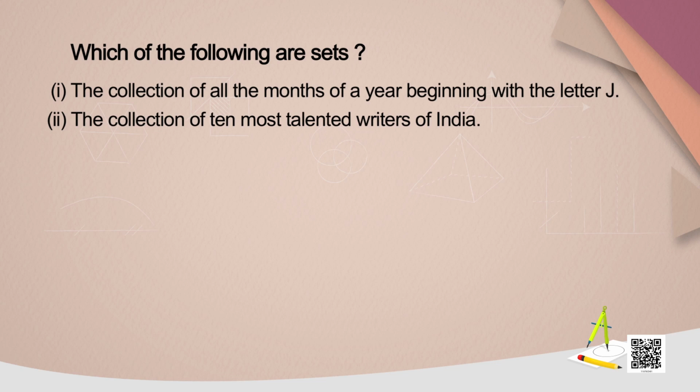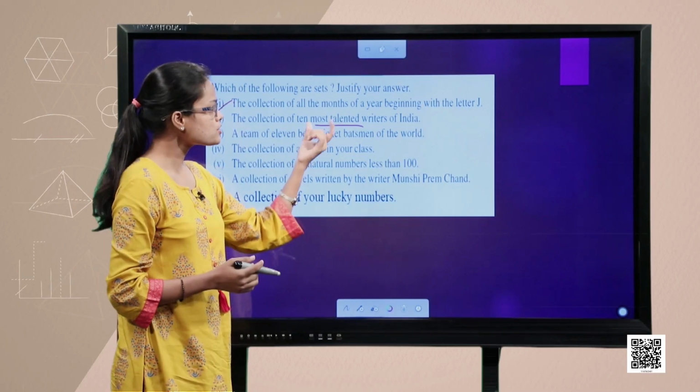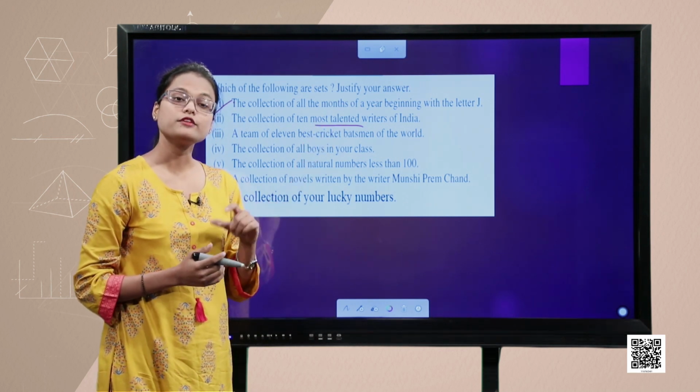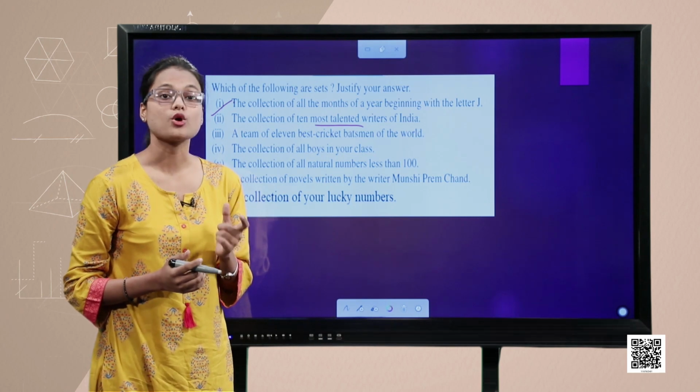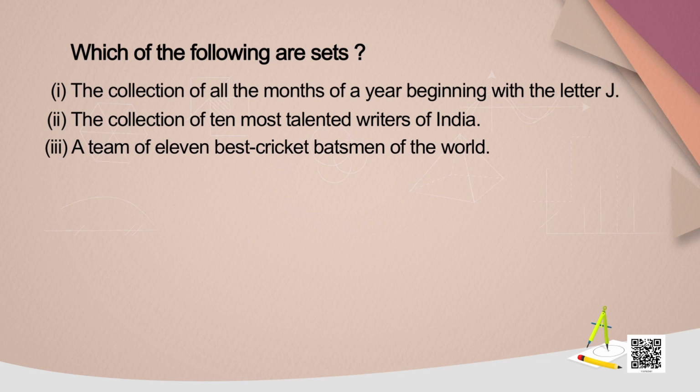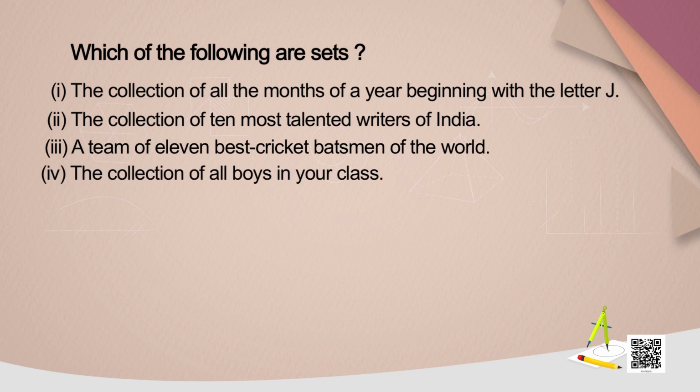Second, the collection of 10 most talented writers of India. Focus on the word talented. Again, this collection will differ from person to person and it is not well defined. Hence, it is not a set. The team of 11 best cricket batsmen of the world. It is not a set. The collection of all boys in your class. Yes, it is a set.